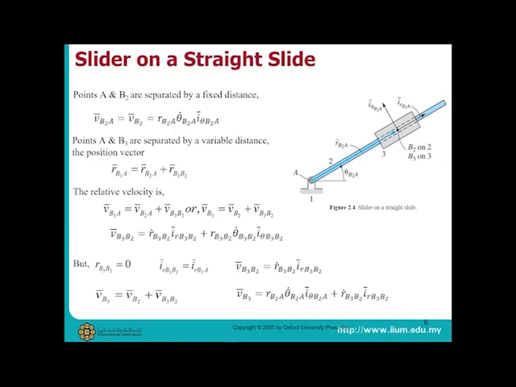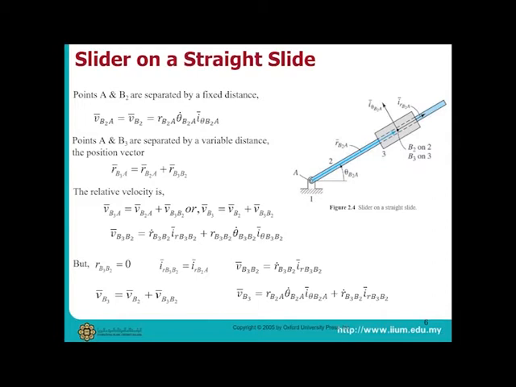This example is a slider on a straight slide. There are 3 links here: ground, straight slide, and slider. For simplicity, point B is divided into B2 and B3, where they are on link 2 and 3 respectively. The distance between point B2 and point A is fixed, while the distance between point B3 and B2 is 0. Therefore, R dot B2A is 0, but R dot B3B2 is not 0.